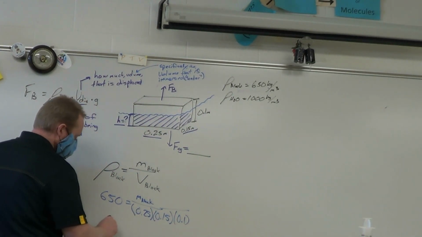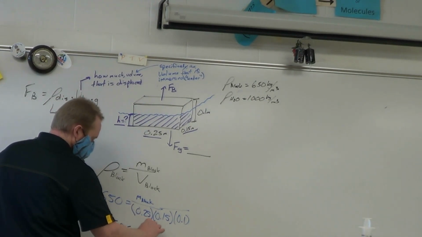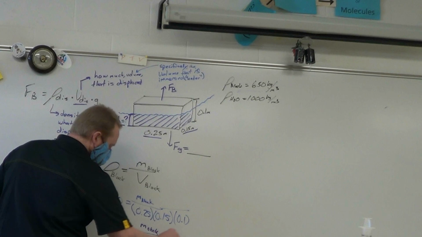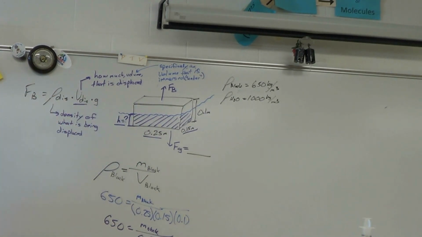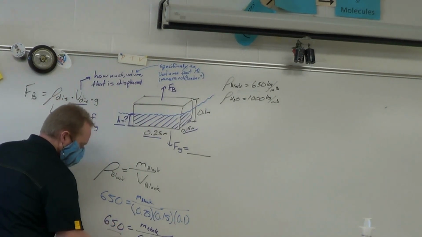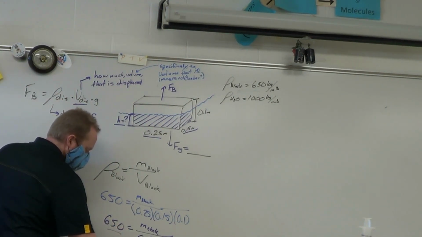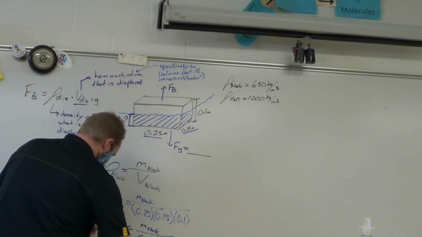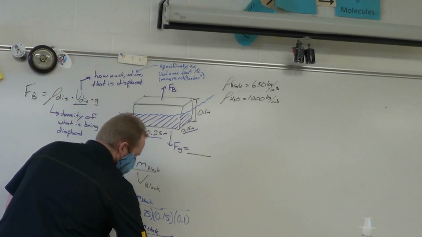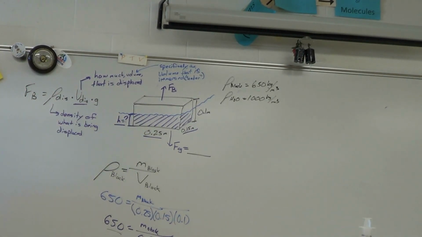So 650 is equal to m of the block over 0.00375. That's the total volume of the block. Cross multiply and divide, and the mass of this block is going to be 2.4375 kilograms. That's the mass. It's a pretty common calculation I'm going to ask you to do. If I give you the density and the dimensions, you should be able to figure out the mass of this block.